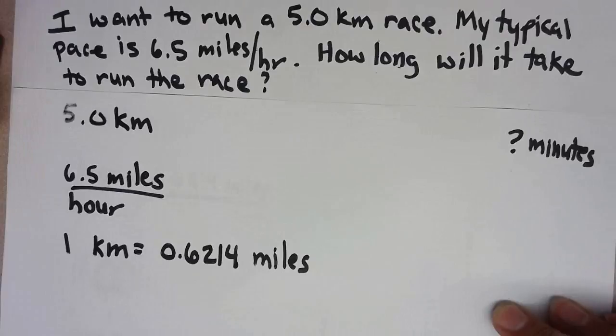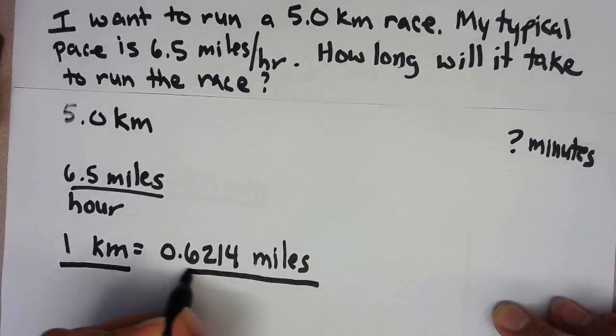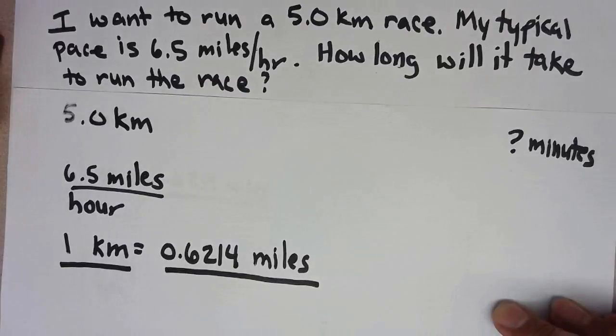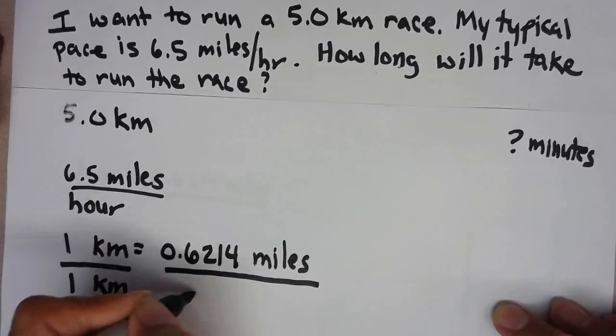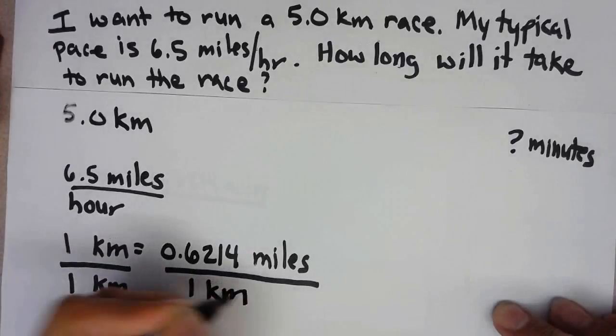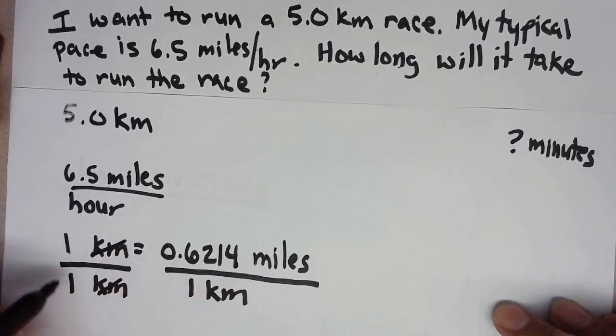A helpful math trick to remember is that you can divide both sides of an equation by a number and the equation is still true. So if I divide both sides of this equation by 1 kilometer, on the left side, the kilometers cancel. 1 over 1 is the same thing as 1. I get a number that's worth 1.